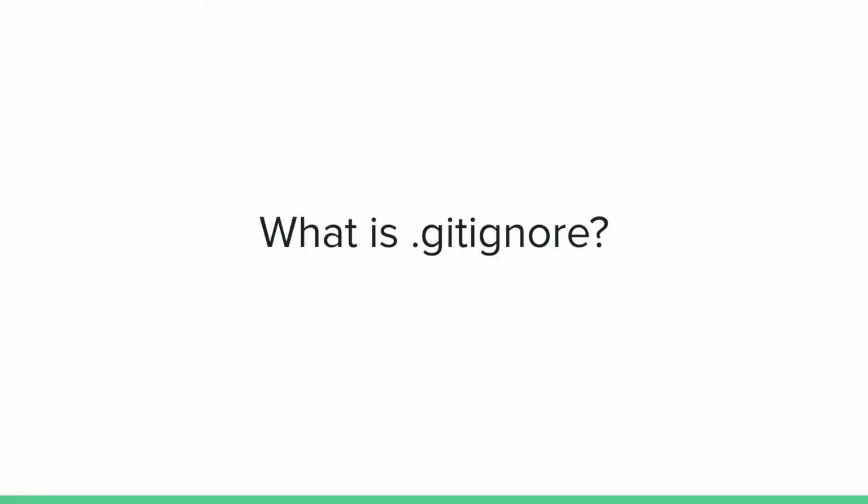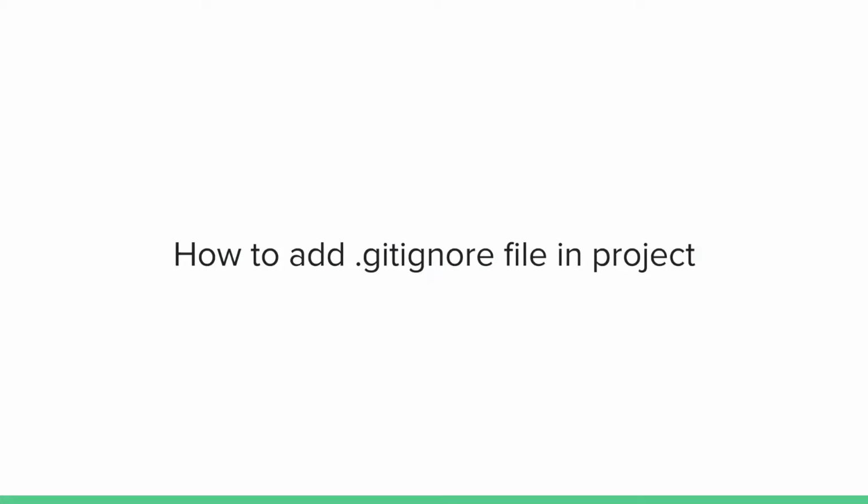What is git ignore and what is the use of git ignore? Git ignore is a text file which contains the definition of all the files and folders to ignore in a git project. So whenever we ignore a file or folder, it will not be tracked in the Git project anymore. So guys, let's see how to add a git ignore file in a project.